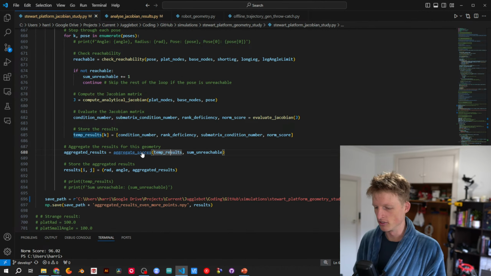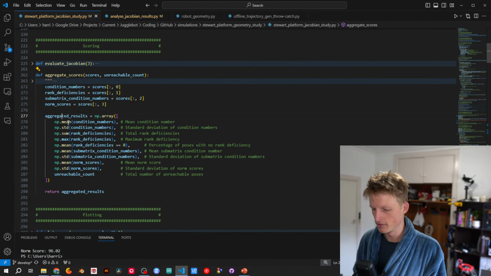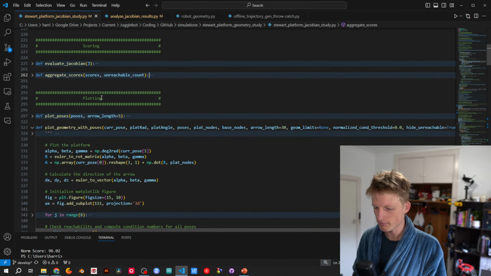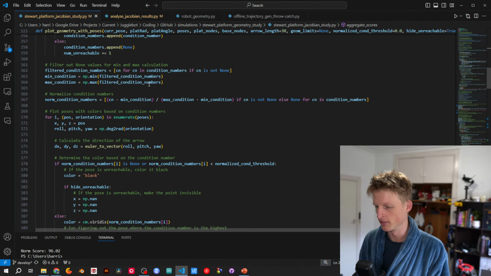It ends up making an average. It aggregates all of these scores, and we get means, we get standard deviations, we get all this sort of stuff. If you're interested in the details, you can have a look in the code on GitHub.